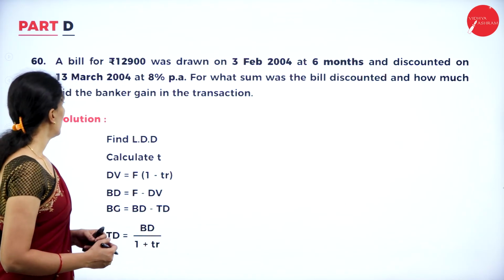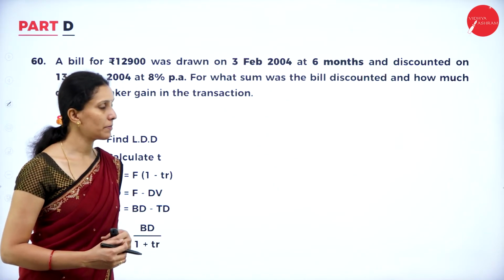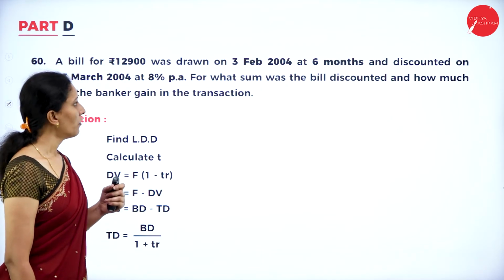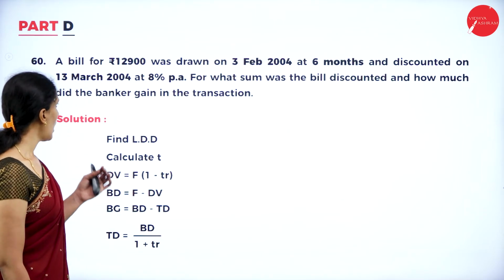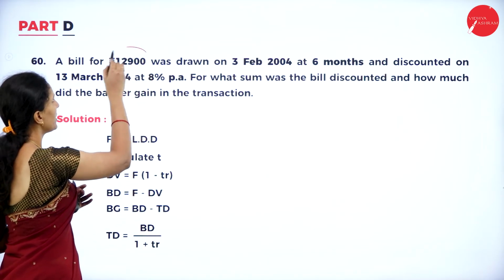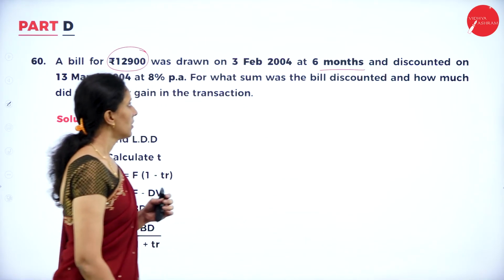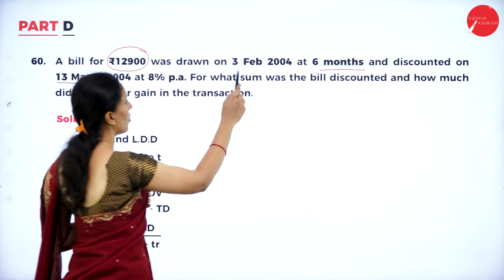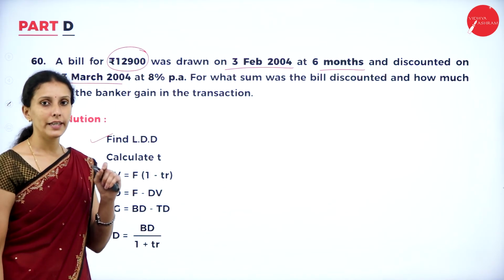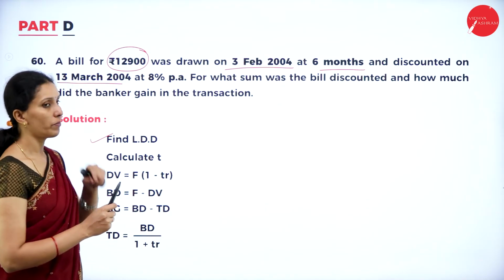Next question is here. A bill for rupees 12,900 was drawn on 3rd Feb 2004 at 6 months and discounted on 13th March 2004 at 8% per annum. For what sum the bill discounted and how much did the banker gain in the transaction? So here the face value is given and the bill period is given. So date of drawing is also given and we need to find out here the legally due date. What is the legal due date or what is the time period given for the transaction of rupees 12,900.